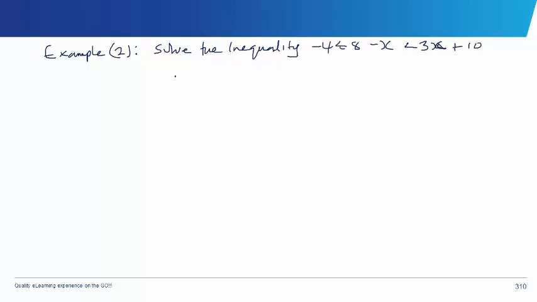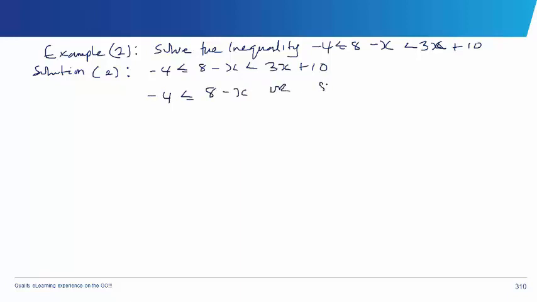And so all we have to do here on the solution part is to try to understand the inequality given. We have minus 4 less than or equal to 8 minus x less than 3x plus 10. Look at the inequality. It means that minus 4 is less than or equal to 8 minus x, or that 8 minus x is less than 3x plus 10. And it is advisable we solve separately at this point. We solve the inequality separately.